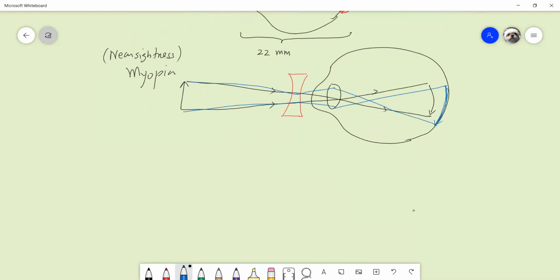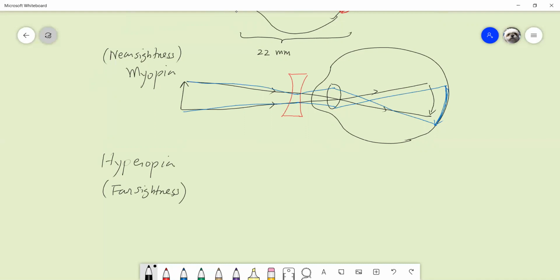Now then I have another problem, right? We call it hyperopia, or the farsightedness, right? The common term we use, the one you understand. Now, what is hyperopia? Hyperopia is sometimes, most of the time, genetic, right?